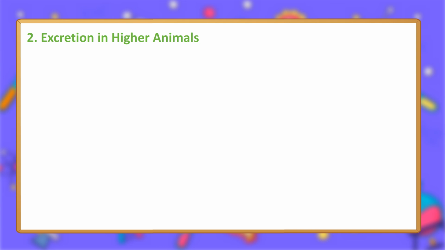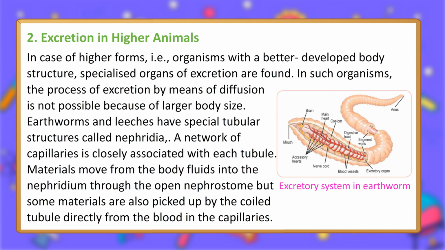2. Excretion in higher animals. In case of higher forms, i.e., organisms with a better developed body structure, specialized organs of excretion are found. In such organisms, the process of excretion by means of diffusion is not possible because of larger body size. Earthworms and leeches have special tubular structures called nephridia.